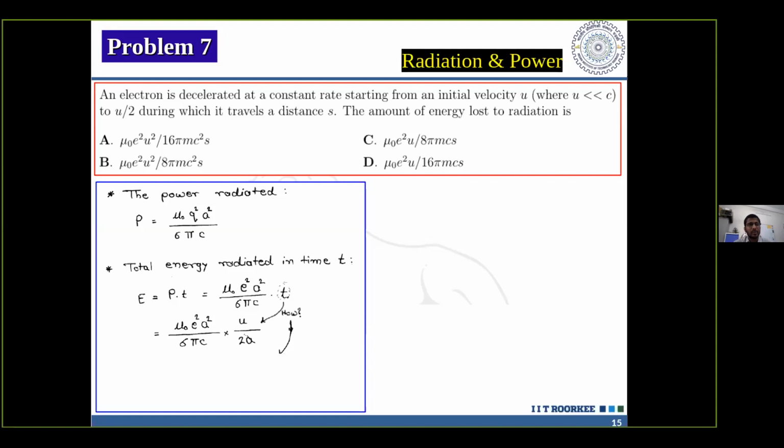So now, because power is given, finding energy from power is nothing but power times time, and how much power is radiated in the given time will tell you the energy of the radiation coming out from this particular decelerating particle. So that is P times T, which is nothing but this quantity times T. So I have to find out first how much time it takes to decelerate from U to U by 2.